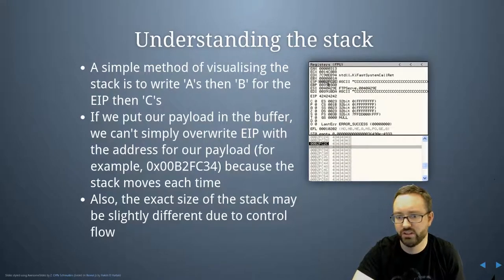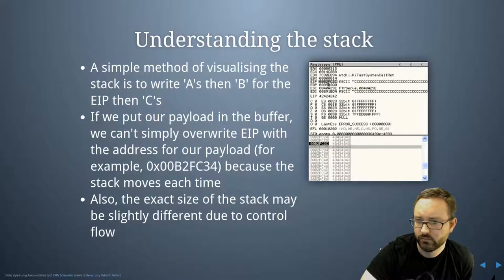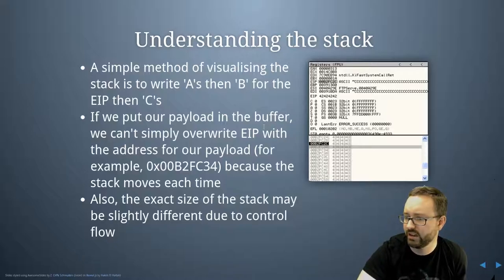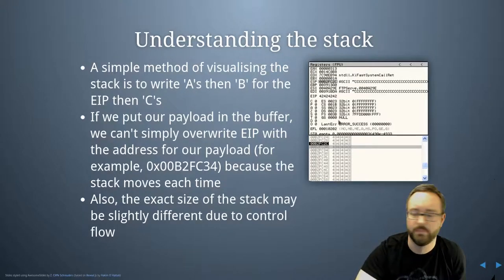And then you can double check that our EIP got overwritten by 42s, so that's the B's, that's what we wanted. And then you can look and see, well, how much space is there on either side of it, and is there a way we can jump into it?